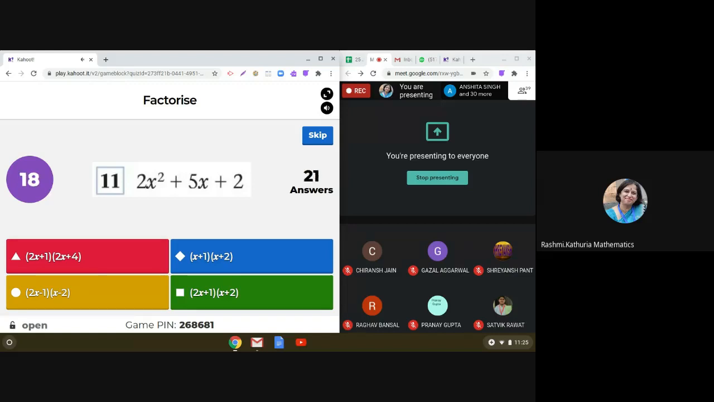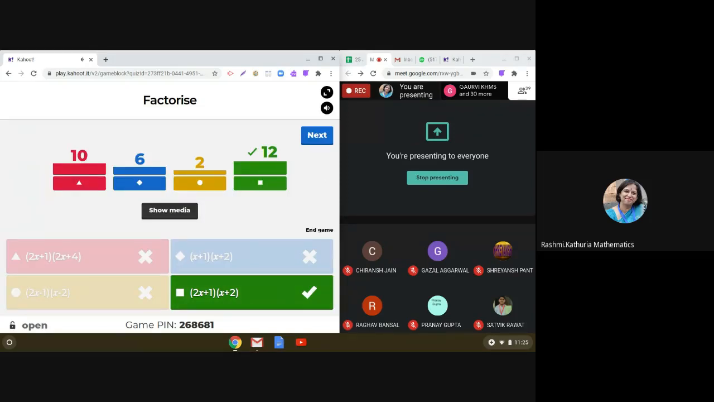Great. 20 students, 22. Amazing. Still you have time, don't worry. Okay, wonderful. Great. So you see 12 students have attempted it correctly. I told you, bachche, you can see the choices and go in the reverse process. So here, when you multiply 2x plus 1 and x plus 2, you get the expression which is given to you. Okay, coming to the next one.